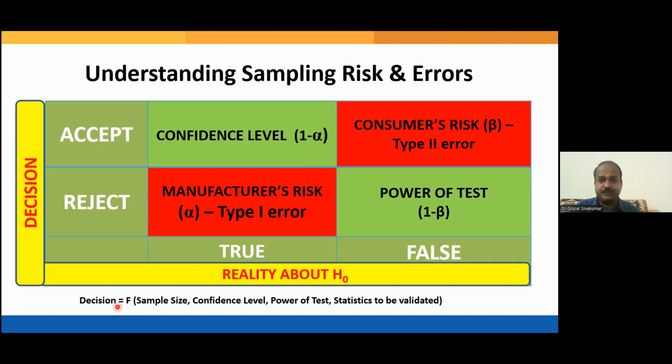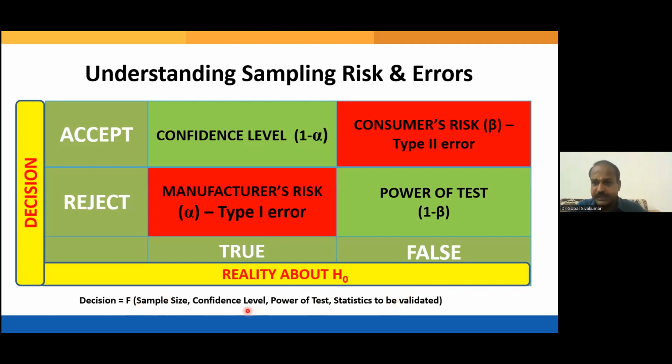See here I have written, your decision to classify whether the study is significant or not, whether the difference is significant or not, is a function of the number of samples you collect. More the sample, more will be the trust, isn't it? And number 2, the expected confidence level. And number 3, the power of the test. Number 4, the difference in the statistics to be validated. If the difference is huge, you require less sample. If the difference is very small, then in order to validate, you require more sample.